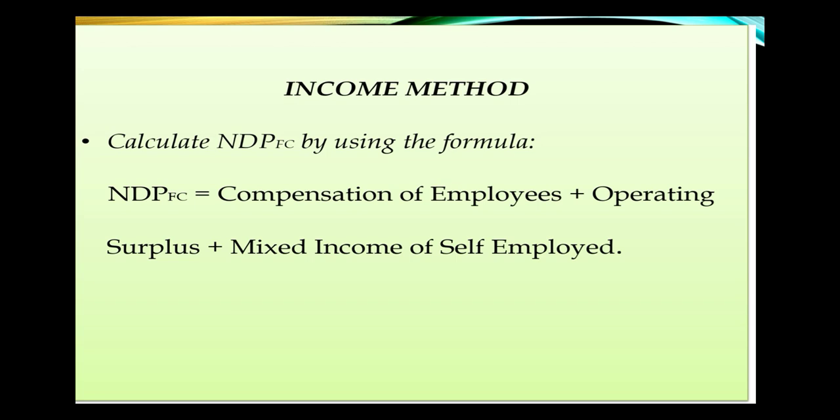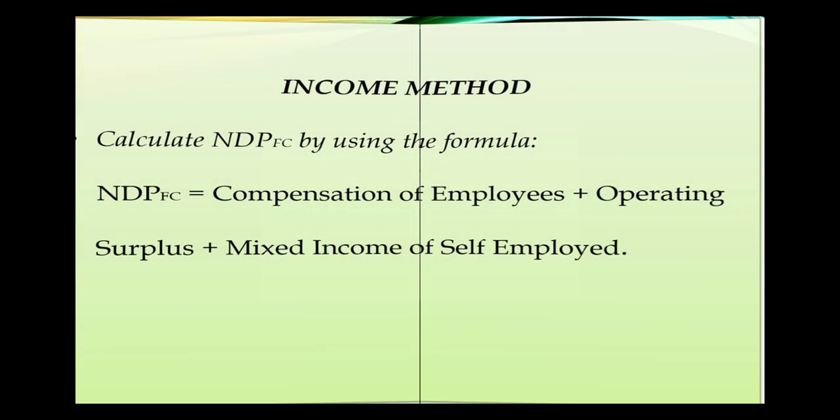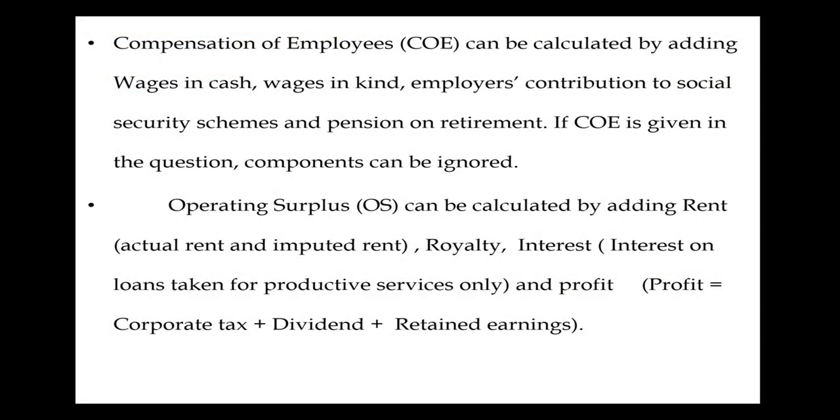What is the meaning? We will elaborate on it. What is the meaning of it? That is, first is compensation of employees. Compensation of employees can be calculated by adding wages in cash, wages in kind, employers' contribution to social security schemes, and pension on retirement. All these are the components of compensation of employees only.